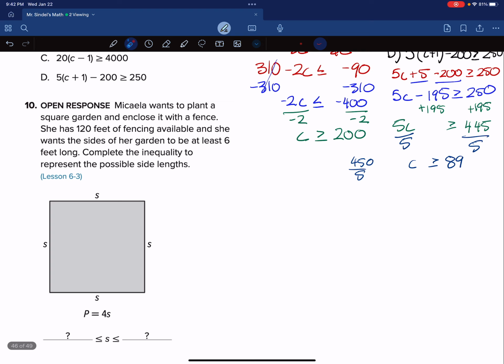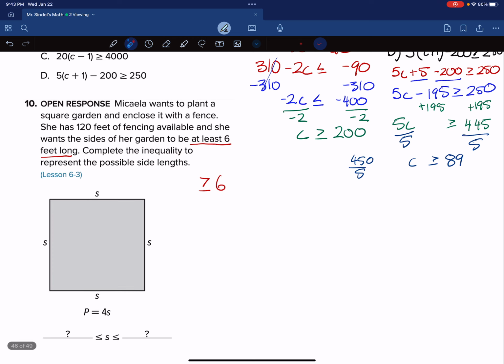All right, number 10. Michaela wants to plant a square garden and enclose it with a fence. She has 120 feet of fencing available, and she wants the sides of her garden to be at least 6 feet long. That jumps out to me as a thing I need to write down. At least 6 feet long means greater than or equal to 6, right? Because if it's at least 6 feet, 6 is fine, and 6.1 feet is fine, and 6.2 feet is fine. So it could be equal to 6 or a little bit bigger than 6, which is what at least means. Complete the inequality to represent the possible side lengths.